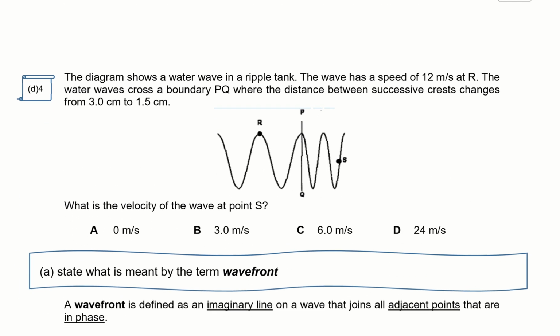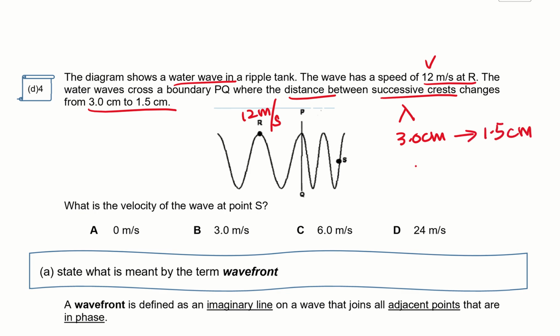So D4: the diagram shows a water wave in a ripple tank. The wave has a speed of 12 meters per second at R. So this is V, over here it is 12 meters per second. The wave crosses a boundary PQ, where the distance between successive crests changes from 3 cm to 1.5 cm. So you need to interpret this. Distance between successive crests means the wavelength goes from 3 cm to 1.5 cm. That means the wavelength becomes shorter.